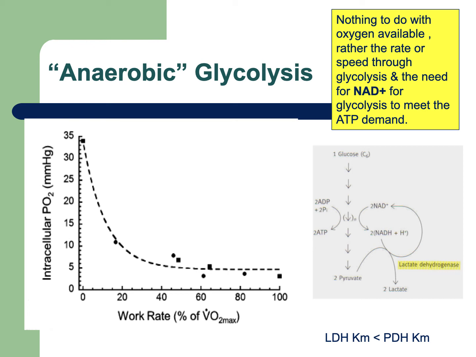Lastly, I want you to see that the lactate dehydrogenase enzyme that converts pyruvate to lactate has a lower Km than pyruvate dehydrogenase. That means the conversion to lactate will happen at a faster rate and with less pyruvate substrate needed. So it has a lower Km than pyruvate dehydrogenase in the conversion to acetyl-CoA.